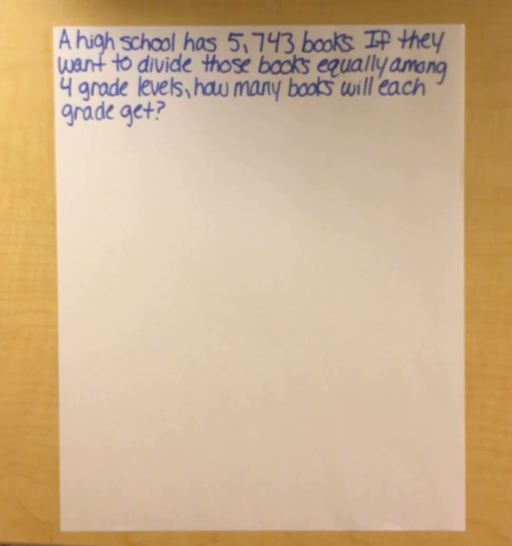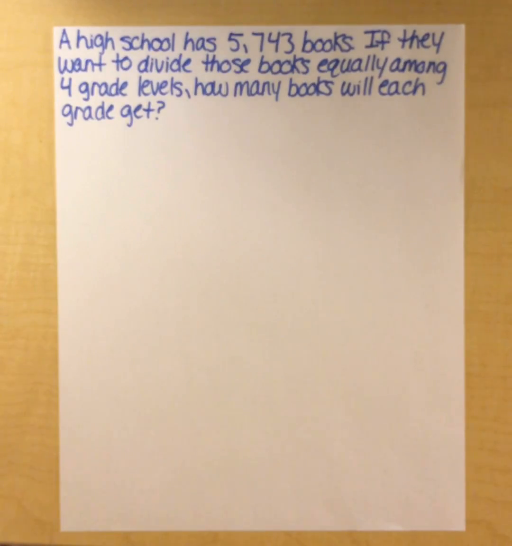So today I'm going to show you how to solve this word problem using the standard algorithm for division. The word problem says a high school has 5,743 books. If they want to divide those books equally among 4 grade levels, how many books will each grade get?